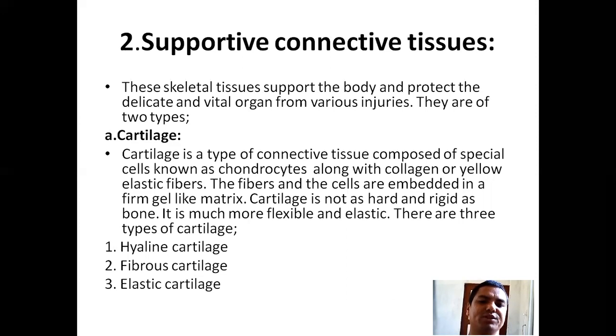Cartilage is a type of connective tissue which is formed by numerous chondrocyte cells arranged in the jelly matrix. There are three types of cartilage: hyaline cartilage, fibrous cartilage, and elastic cartilage. In some cases, it is also divided into four parts: hyaline cartilage, fibrous cartilage, elastic cartilage, as well as calcified cartilage. Calcified cartilage is cartilage which consists of calcium and becomes hard due to the deposition of calcium carbonate.